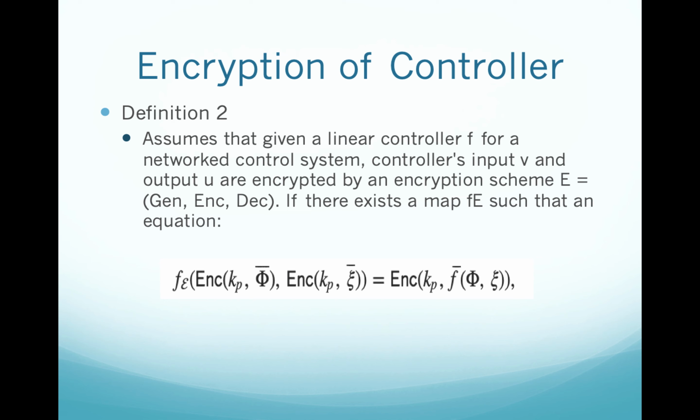And if we can come up with a function of epsilon, then we can come up with the equation that the function is going to be our encryption KP phi prime, encryption KP xi prime, and then that's going to equal our encryption KP f prime, phi, and xi.